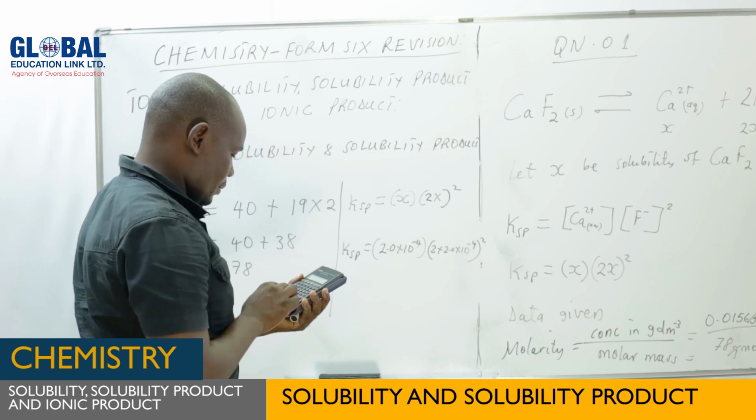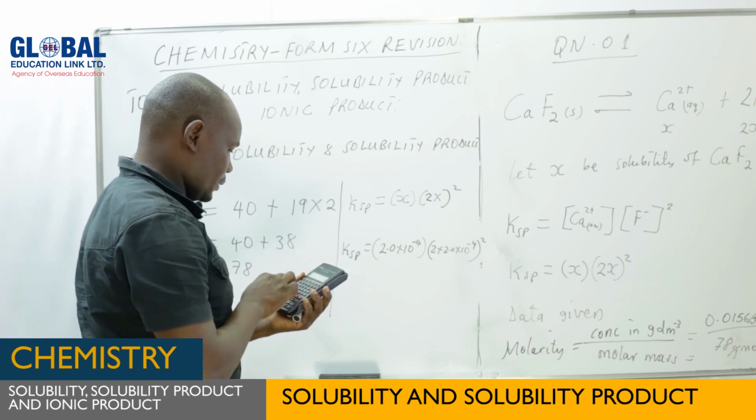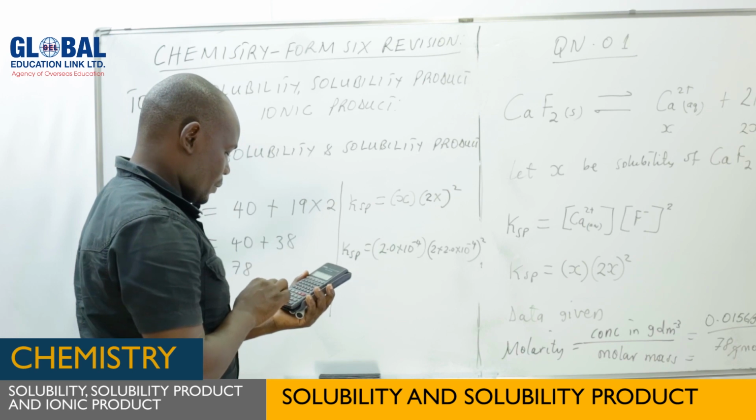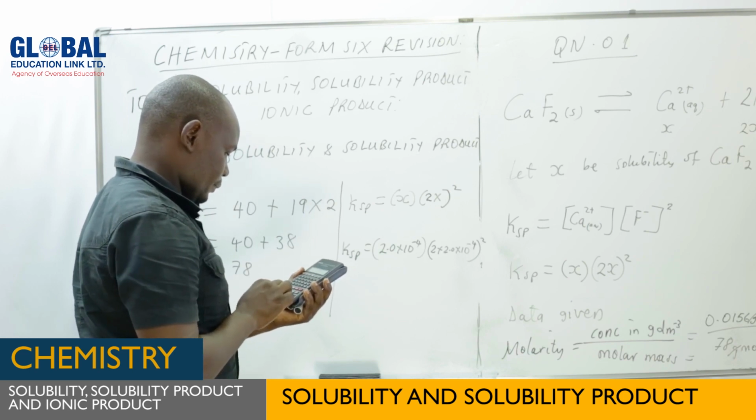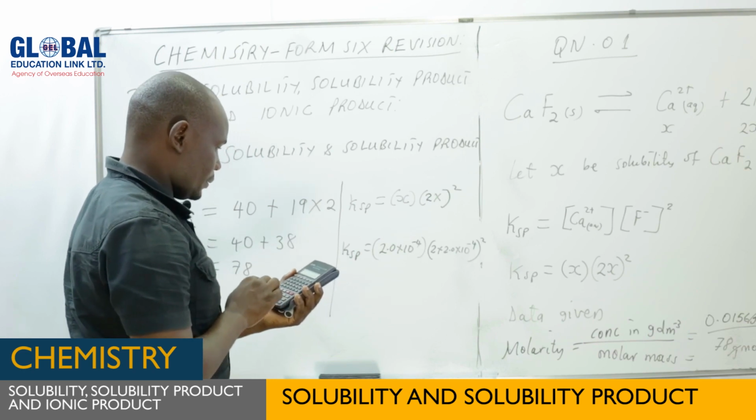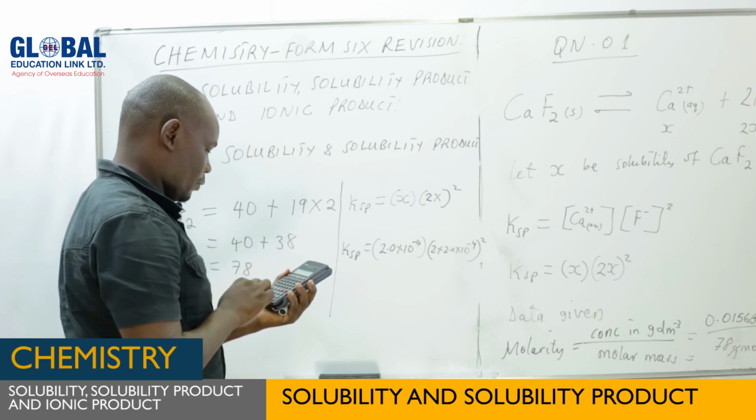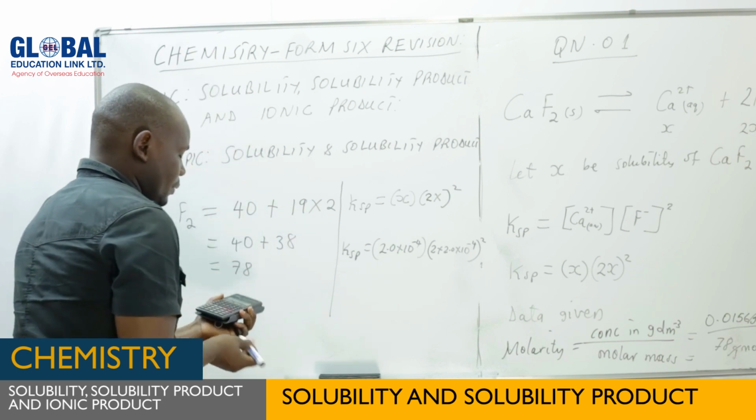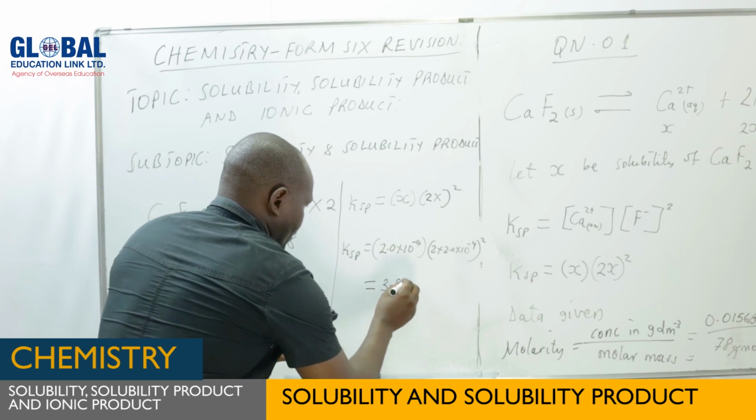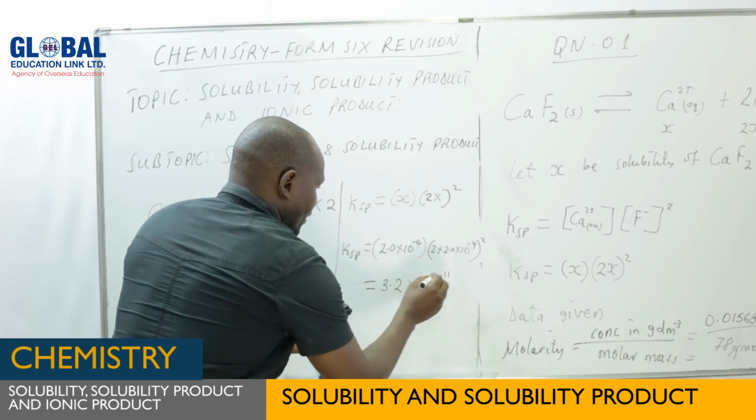Then 2 times 2 is equal to 4 exponent negative 4, times 2 exponent negative 4, then this one squared. The answer is 1.6 times 10 power negative 7, then times 2.0 exponent negative 4 also. The answer is 3.2 times 10 power negative 11.